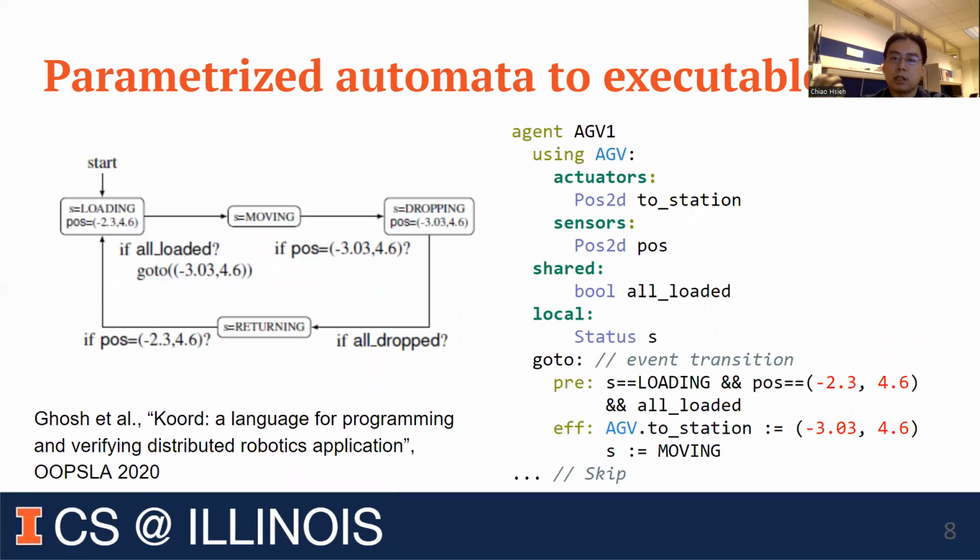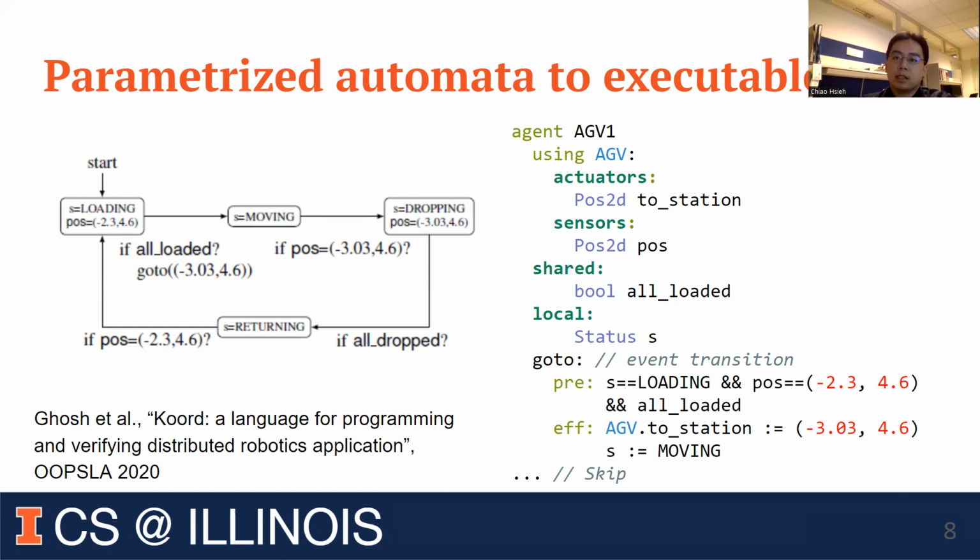Now we further discuss the coordination software layer using the parameterized automata. In this work, we designed parameterized automata following our previous work, the programming language that is used for distributed robotics applications. Roughly, we can write the parameterized automata or state machine in this extended language.